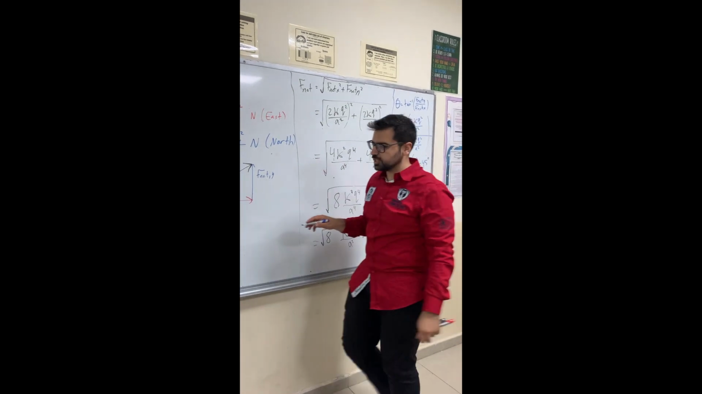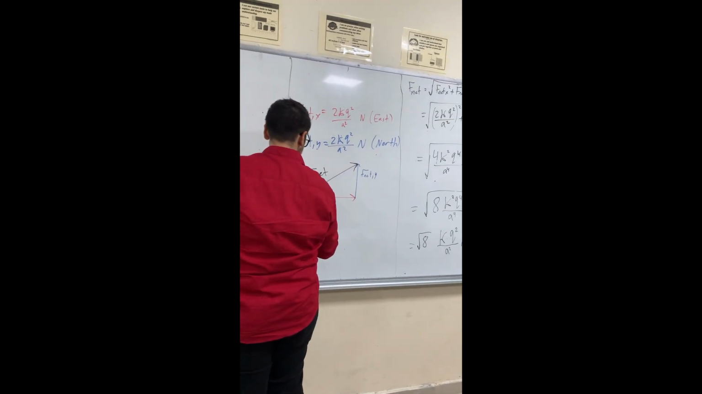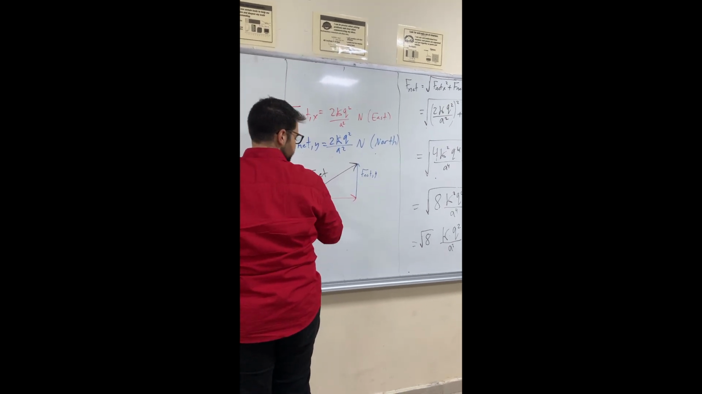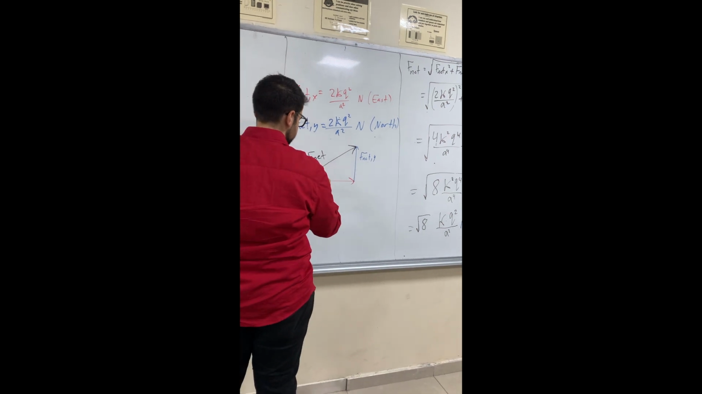From the positive x-axis, let's check the quadrant. So 1, 2, 3, 4. First quadrant, so we keep the angle as it is.